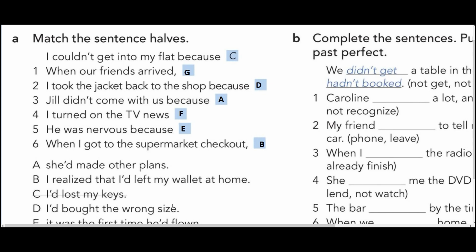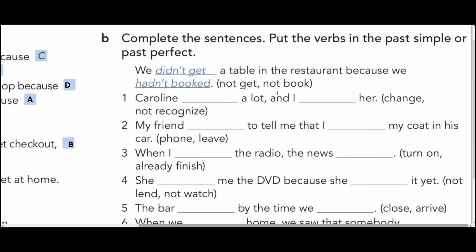So I think exercise A was easy. Now let's move on to exercise B. Complete the sentences, put the verbs in the past simple or past perfect. We just put here something that happened first in the past perfect and something that happened later in the past simple. Like, we didn't get a table. Why? In the restaurant. Because we hadn't booked a table or something like that. We hadn't booked.